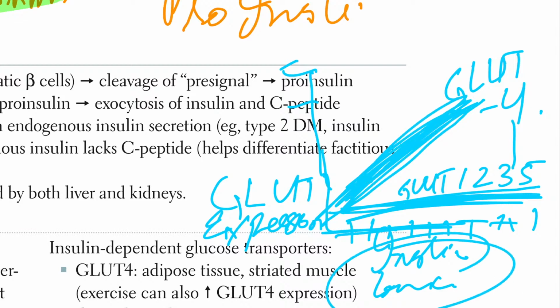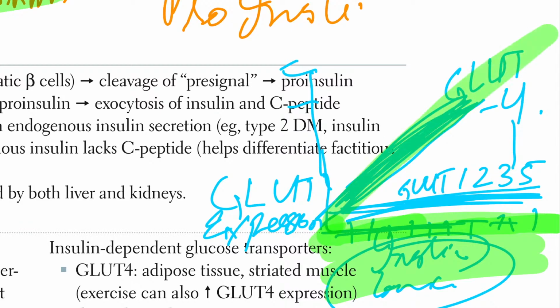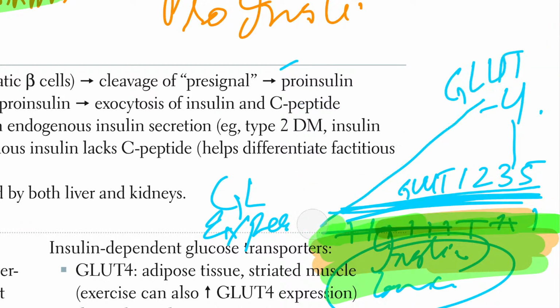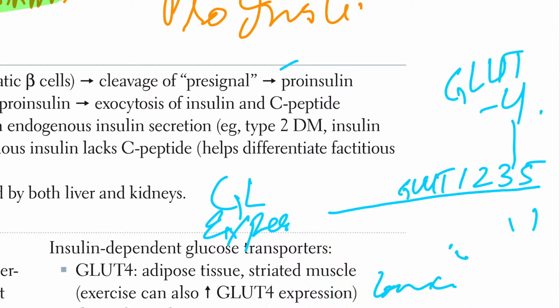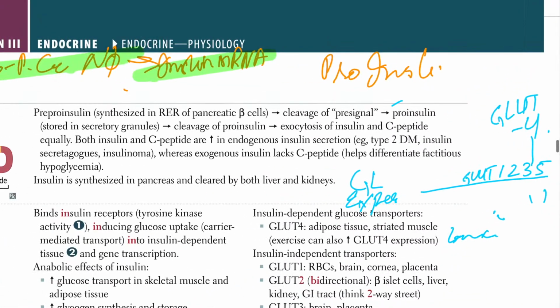So let me just do the highlighting part. As the insulin concentration is growing, all you will have the expression of is GLUT4. But the constant ones are going to be all the other GLUT transporters, which are not dependent on insulin concentration, as you can see in this nice pretty graph, right? Okay, and that was important.